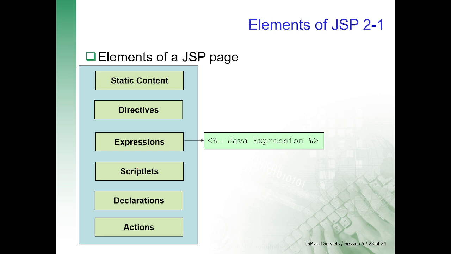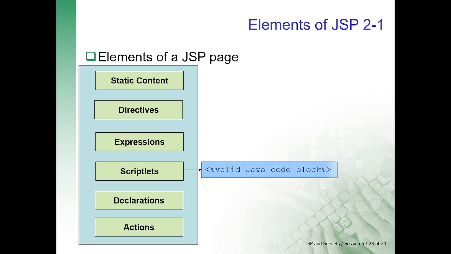Next, we have scriptlets. A scriptlet is pure Java code. Expressions will basically be one, two, or three lines, but scriptlets will be ten lines, writing a Java block. Here we don't have anything extra. This is a pure server tag, with angular brackets and percentage.